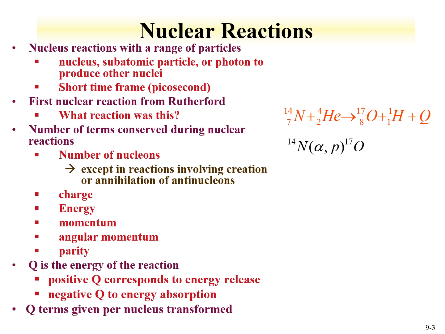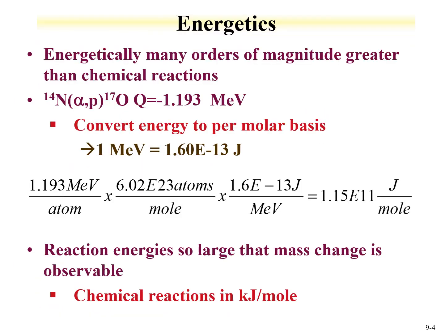As we've already discussed, there's a Q value which describes the reaction. The Q value is the energy of the reaction. If it's positive, it corresponds to energy release; if negative, energy absorption. And the Q value, as we discussed earlier, is energy per nucleus transformed. We can use some of this energetics to get an idea of the overall reactions involved in nuclear reactions.